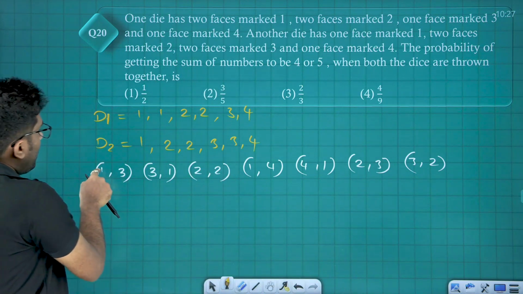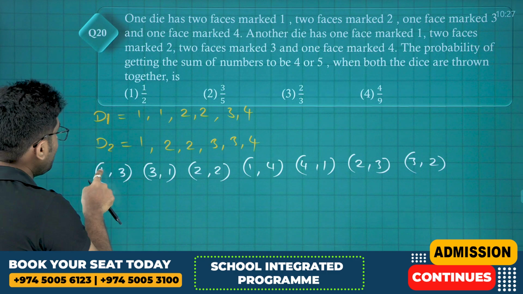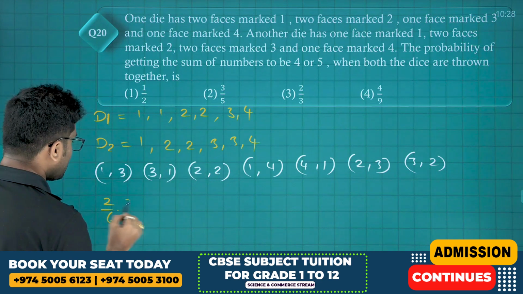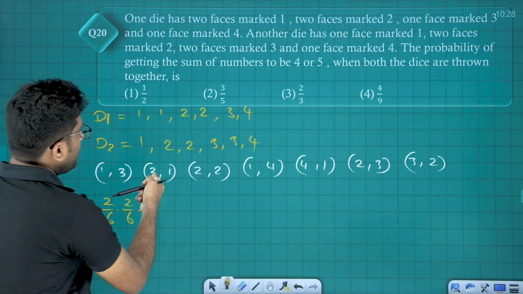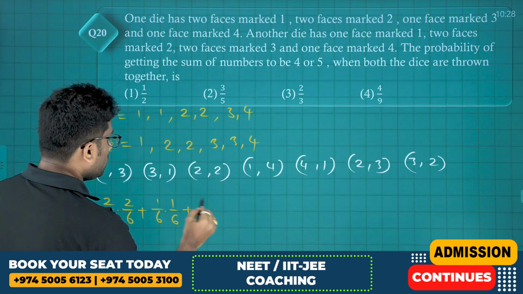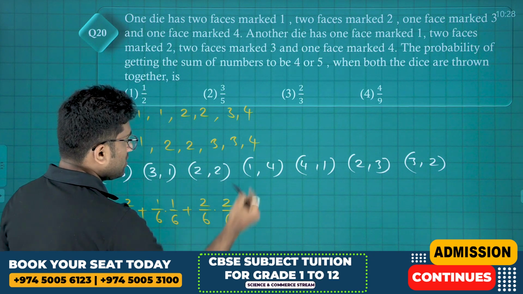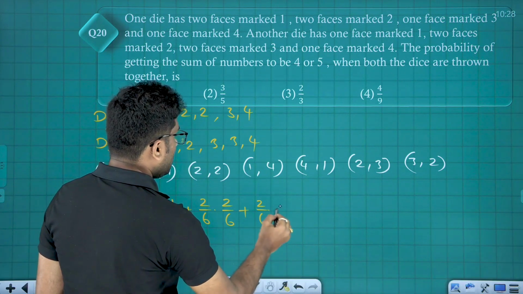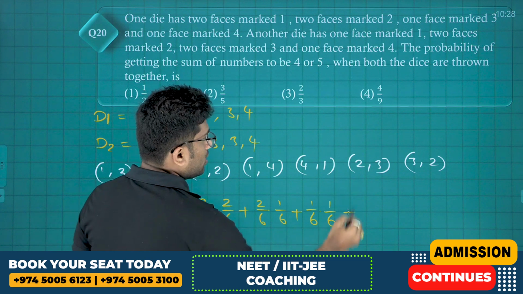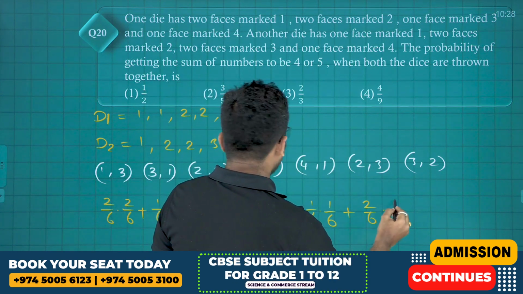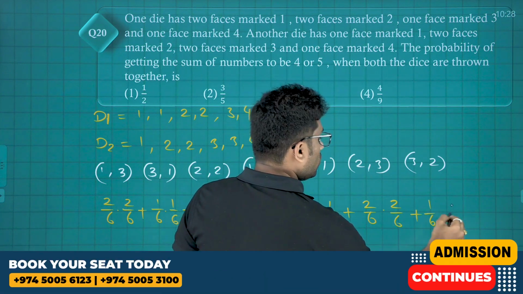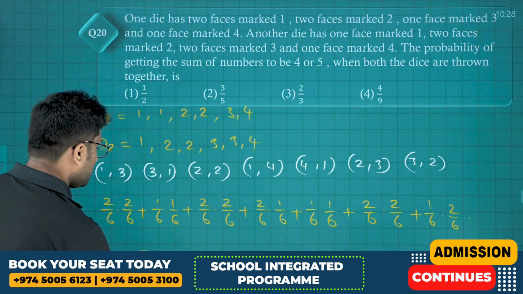So let's get the probabilities. See guys, we have to get 1 on the first die and 3 on the second die. Getting 1 on the first die is 2 by 6, correct? And getting 3 on the second die is also 2 by 6. Getting 3 on the first die is 1 by 6, getting 1 on the second die is 1 by 6. We do this for each combination. So the denominator is anyhow 36.